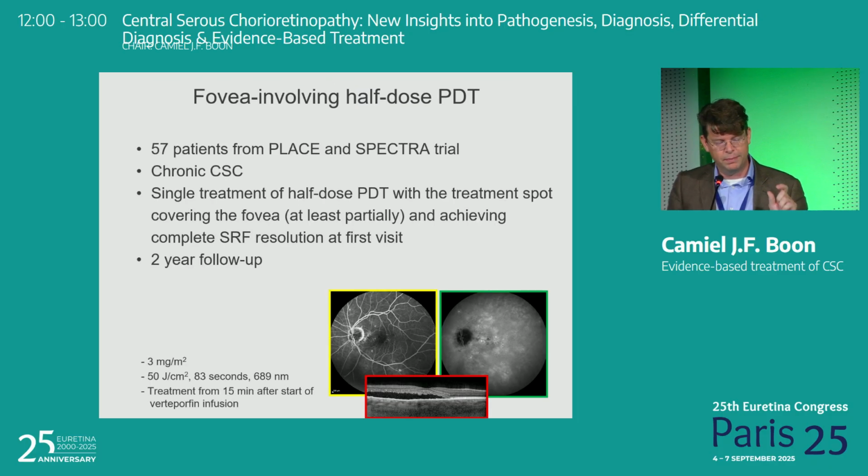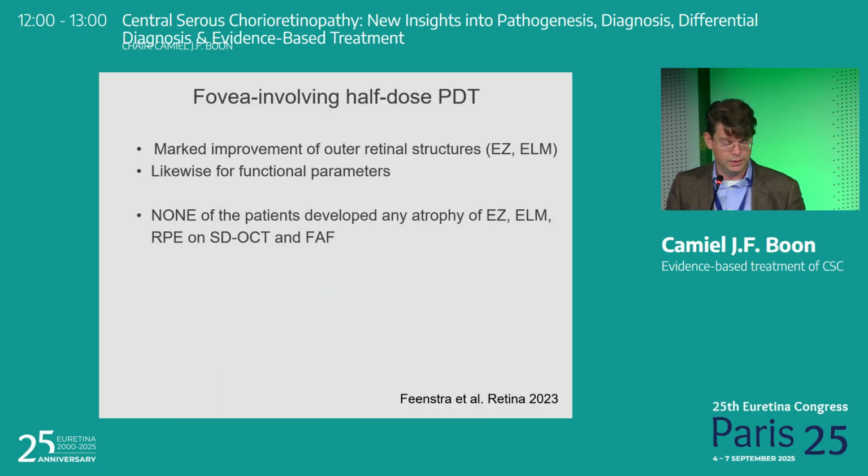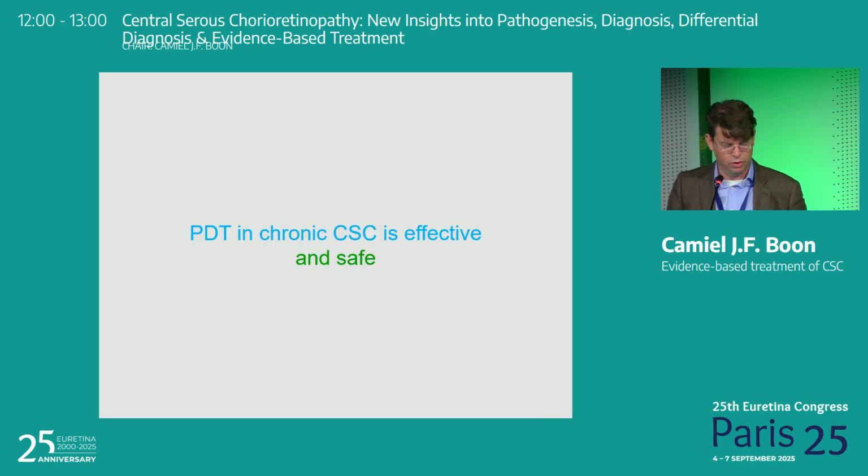So we looked at all the patients who actually also had their fovea included in the PDT spot in the SPECTRA trial. And we found that at 2 years of follow-up in the patients who had a single treatment with half-dose PDT, there was a marked anatomical and functional improvement in all of these patients, and none of them developed any atrophy of the outer retina. So you can safely treat with half-dose PDT involving the fovea.